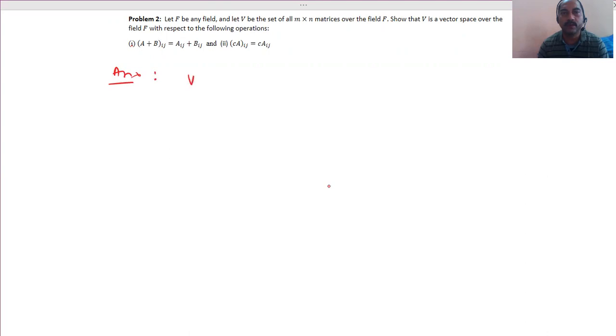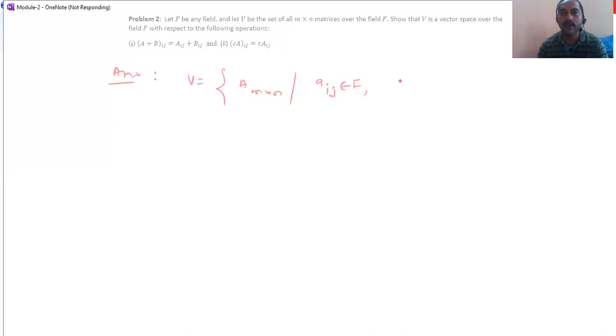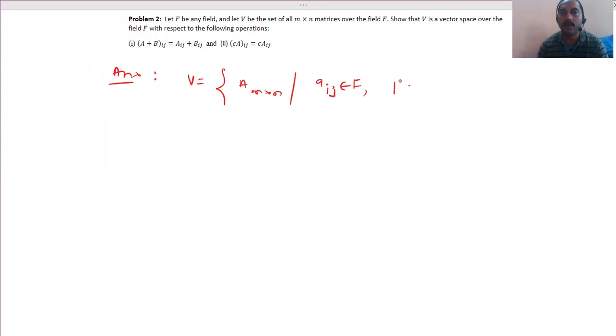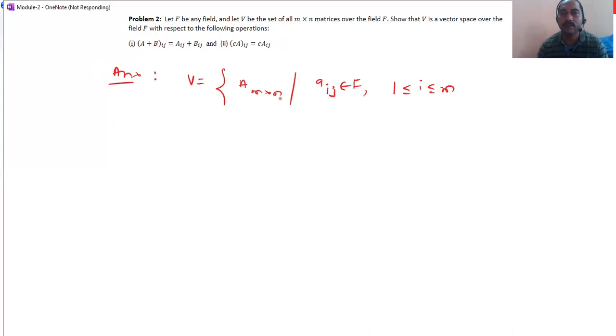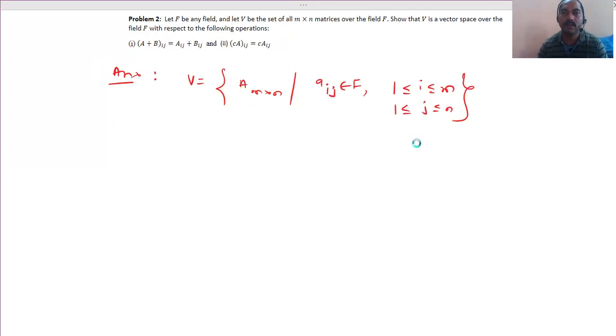So F is any field. Here V is a set of M by N matrices. A is an M by N matrix. The entries of matrices are usually denoted by small a_ij, and a_ij are taken from the field. The i value is the row indication, 1 less than or equal to i less than or equal to m. The j value indicates the column, so this value is at most n. Each entry of the matrix is taken from the field F.